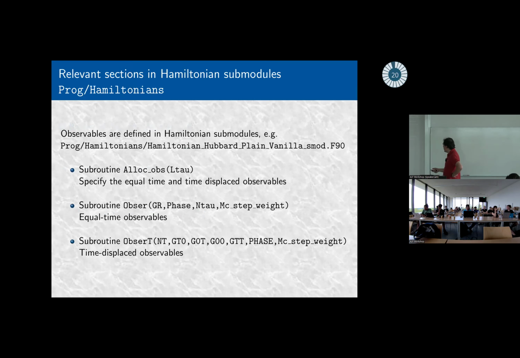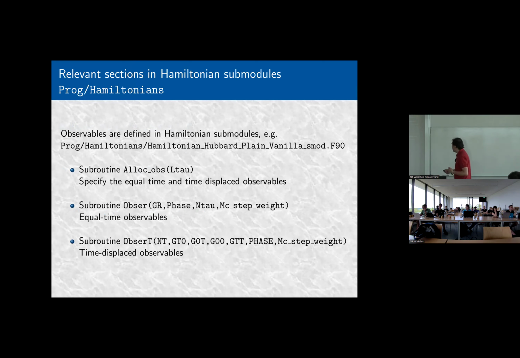As I said, we have already a quite good list of commonly used observables for many models. Chances are, of course, that you would like to define your own observables. And this is, of course, possible upon a modification of the program. So the first thing to know is that if you want to implement a new type of observable, you have to modify the Hamiltonian submodule in order to declare these observables, so allocate the space for it, and then be sure that this observable is actually sampled during the Monte Carlo.